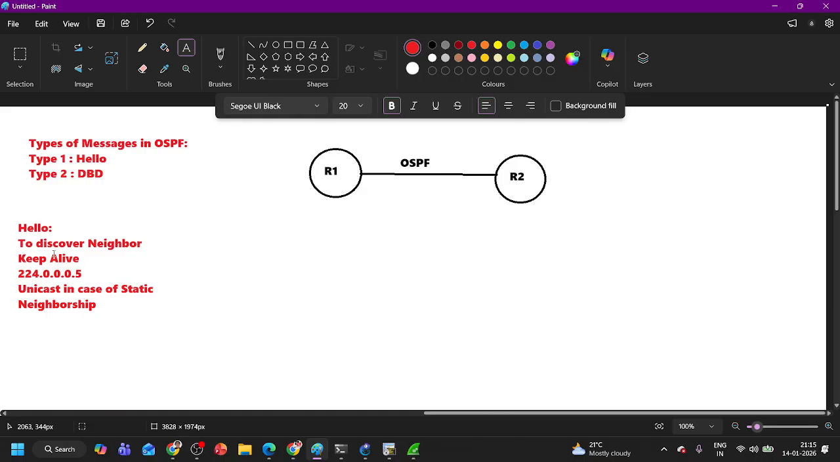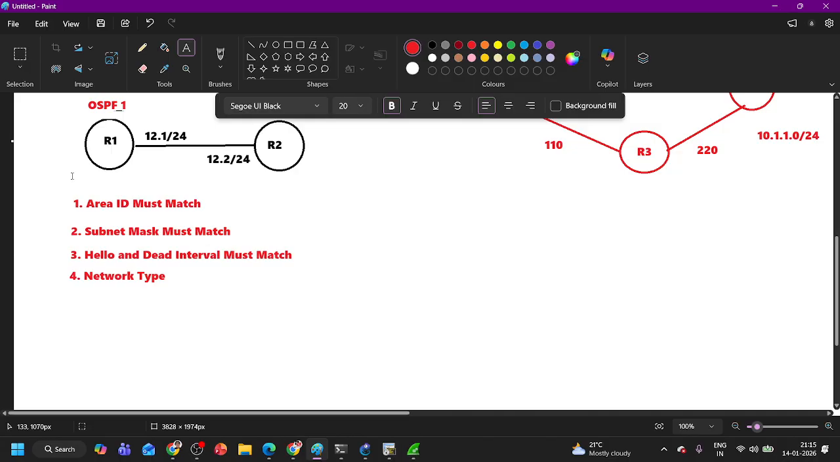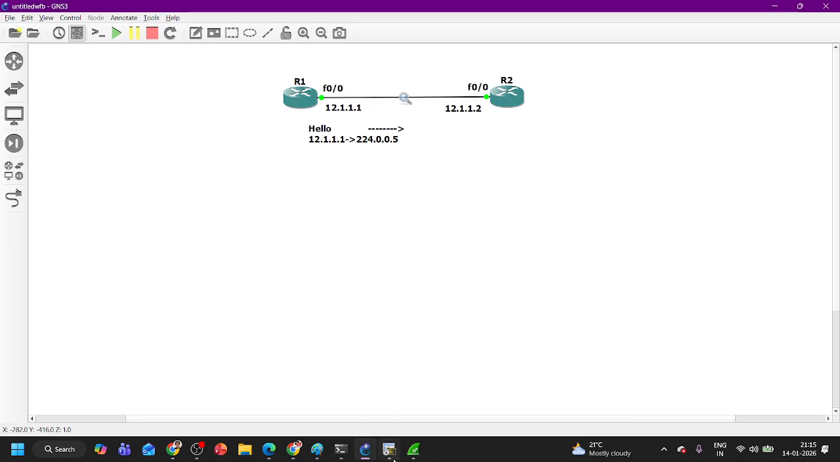And what I told you, parameters are: hello time, dead time must match, area ID must match, and one more thing, router ID must be unique. Here in the hello message or neighborship parameters, you can add one more statement: router ID must be unique. If two routers have the same router ID, again that is going to be an issue.